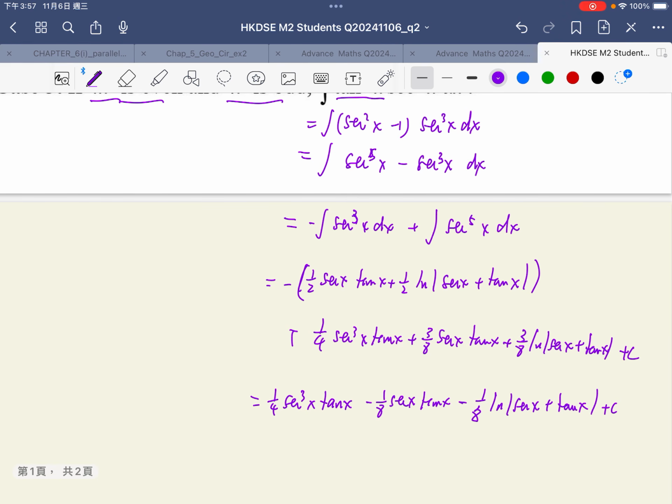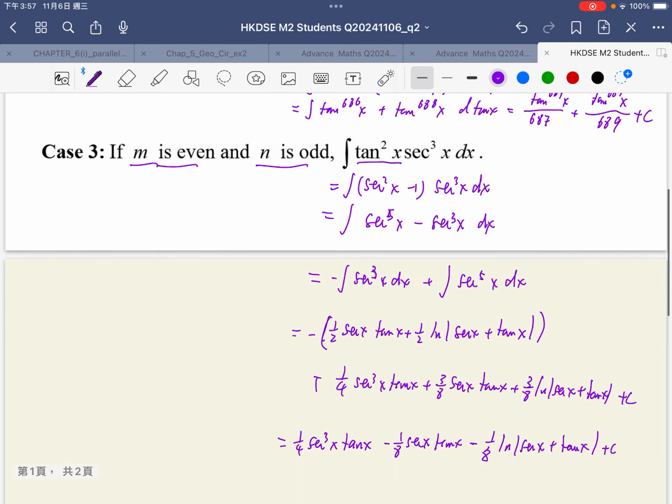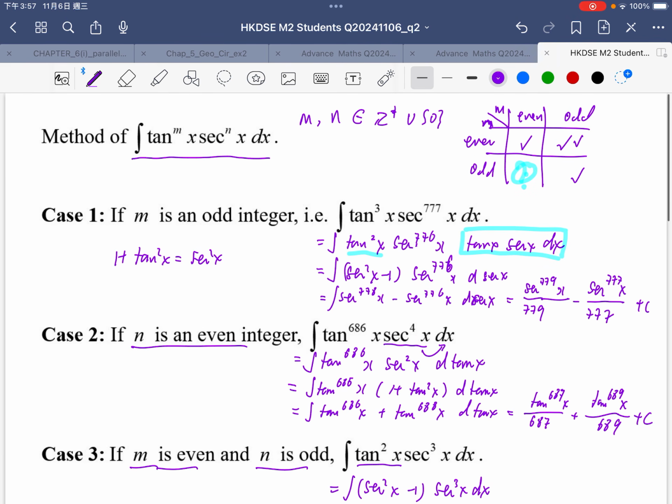But anyway, I hope that you guys can enjoy and understand the structure of this form: tangent to the power m and secant to the power n.